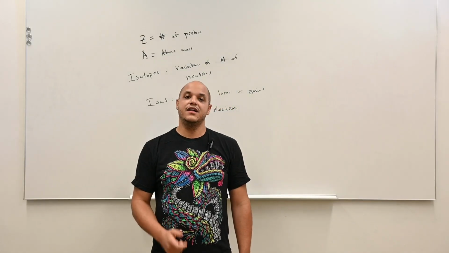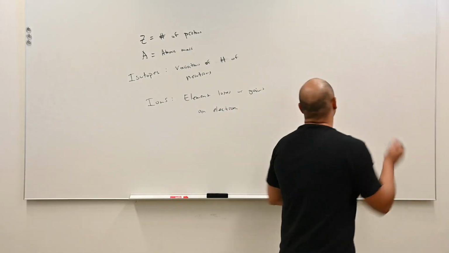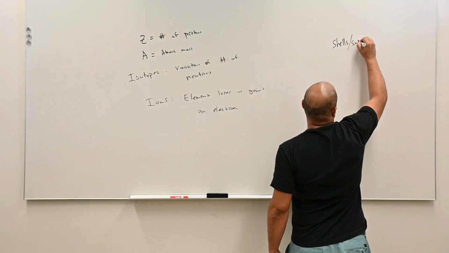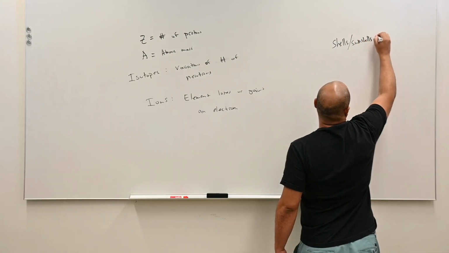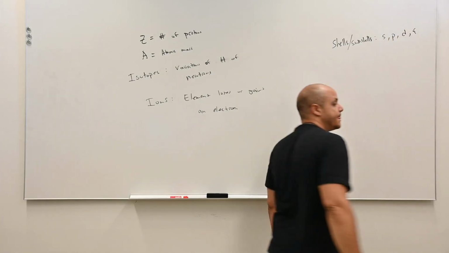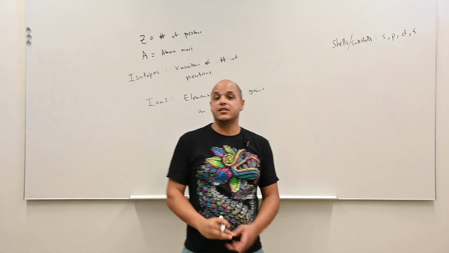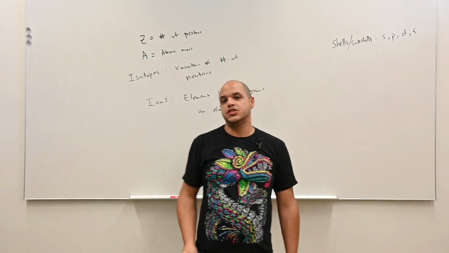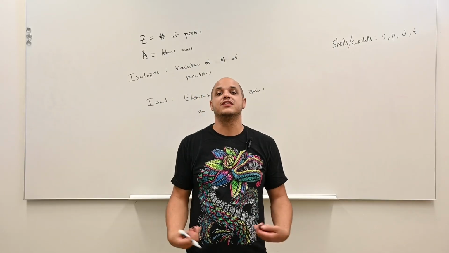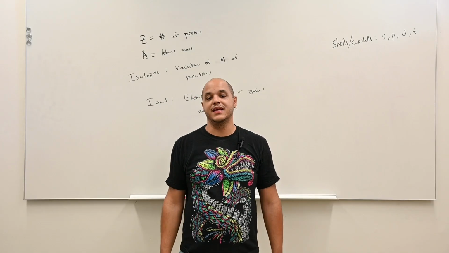So shells and subshells can be labeled as S, P, D, F. And the Pauli exclusion principle basically says no double parking. And this is where the idea of an electron spin comes into place.